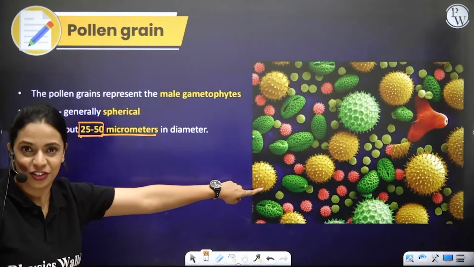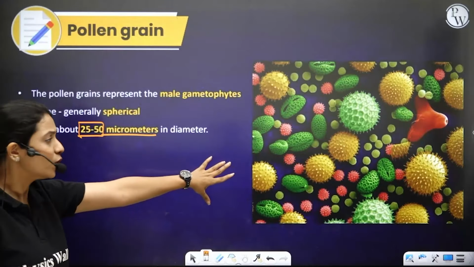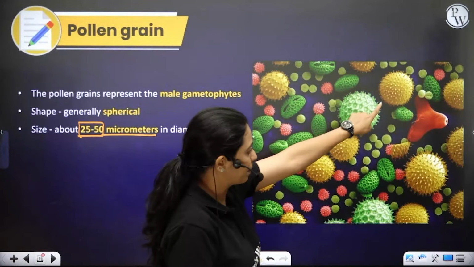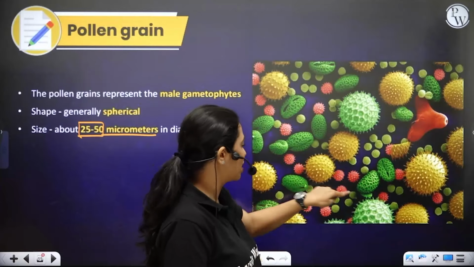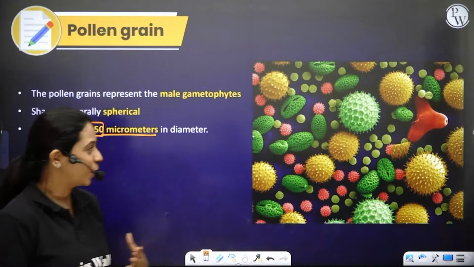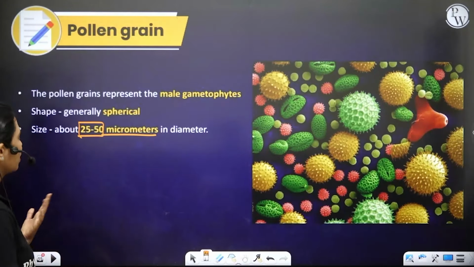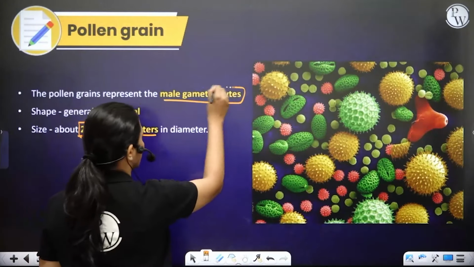This illustration that I've added here shows you different types of pollen grains. You can see how some of them are spiny, some of them have pores on their surface, right? So they come in many different varieties. Okay, so what exactly is a pollen grain when it comes to reproduction? Pollen grain is the male gametophyte.